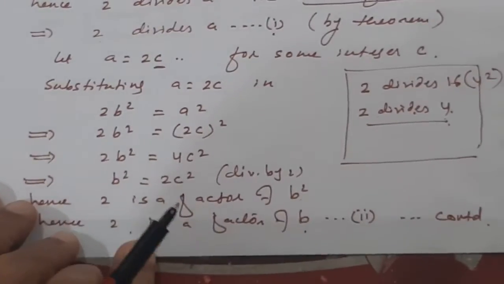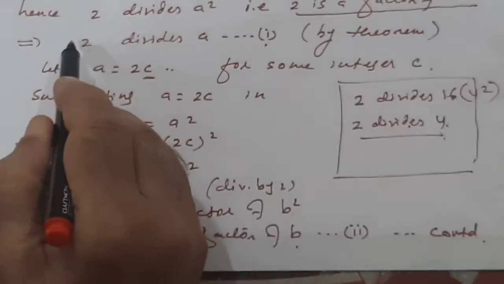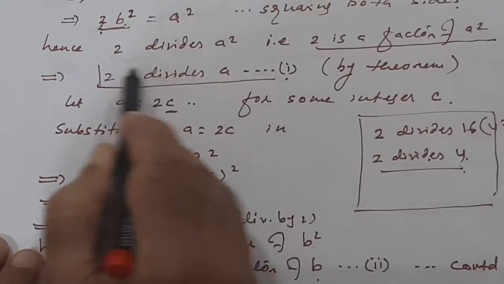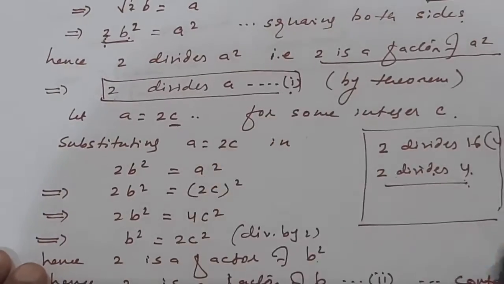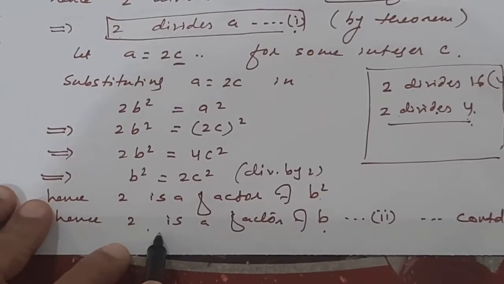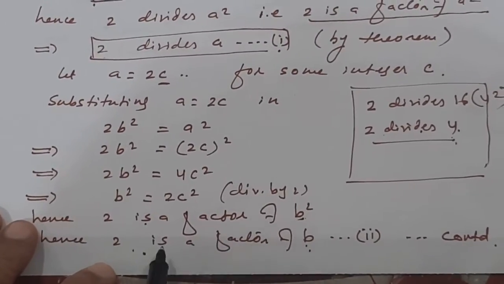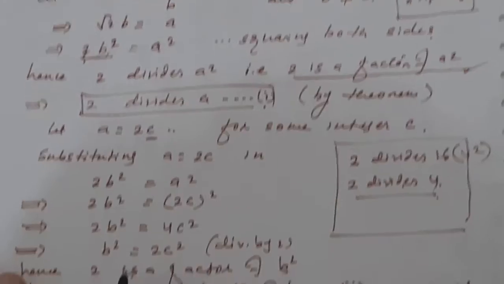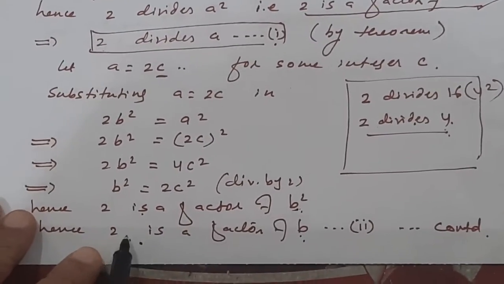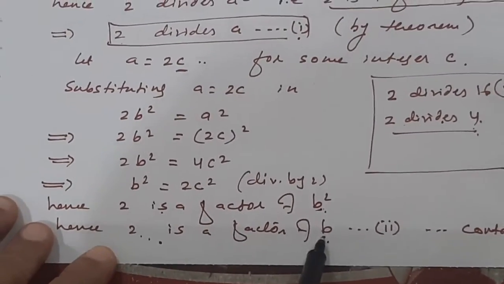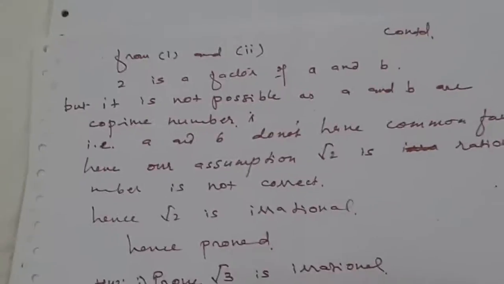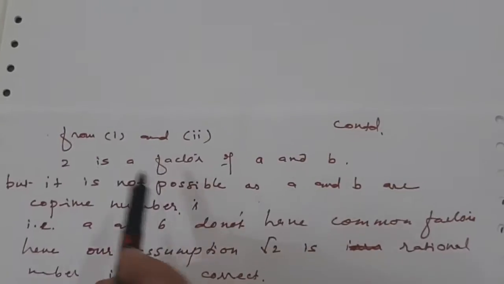This is very important to show. Here in this first statement we have shown 2 divides a, and here also we say that 2 divides b. 2 is a factor of b. I have written directly factor; you can write directly this factor. So 2 is a factor of b square. That means 2 is a factor of b by this theorem. So now 2 is a factor of a, 2 is a factor of b. So this is not possible.